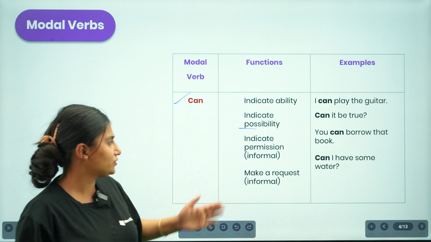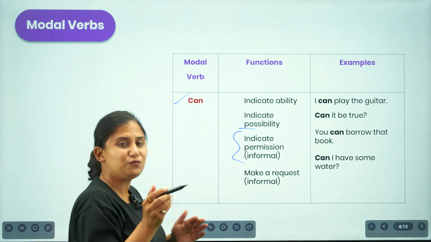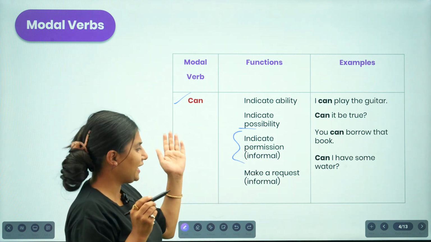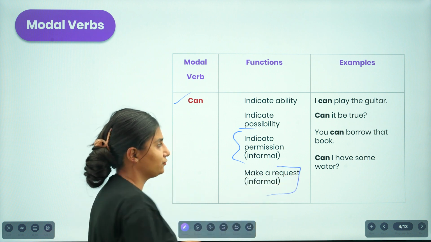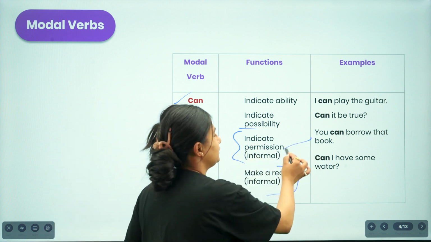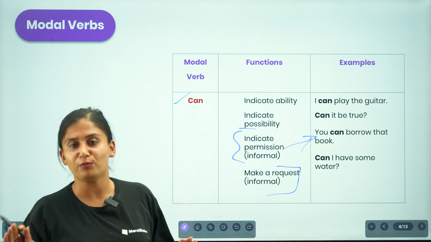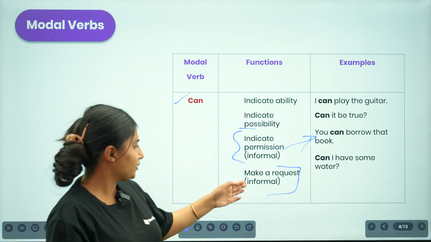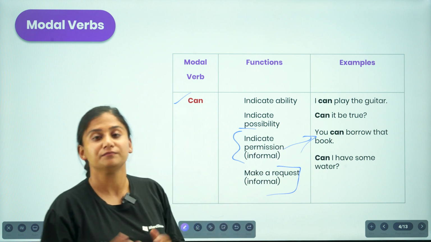Moving on to the next, to give permission in a quite informal way, we use can. Also to make informal requests, we use can. For example, you can borrow that book. This sentence is indicating permission in an informal way, not the formal one. And moving on, to make a request, we say, can I have some water?